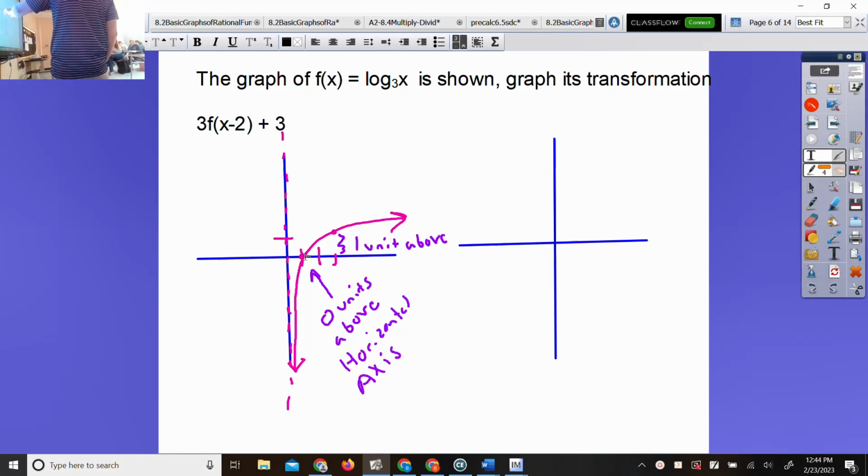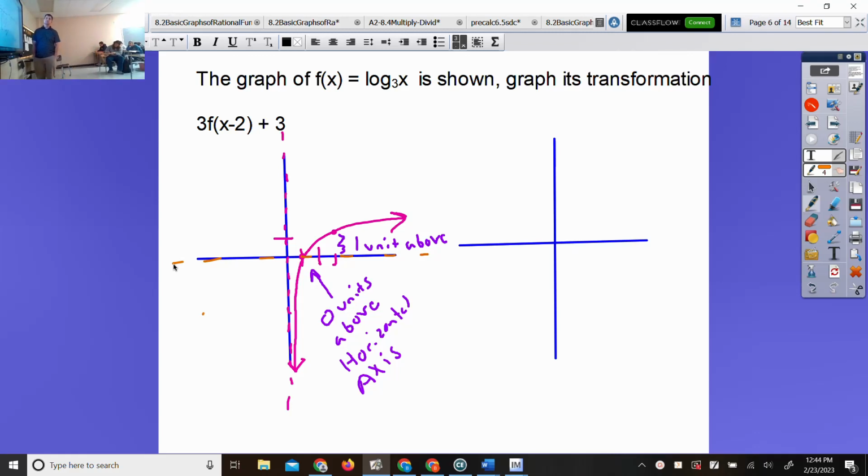Every logarithm, unless it's been transformed, will always have a point right there on the horizontal axis. It'll be 1 unit away to the right of the origin. It'll lie on the horizontal axis. Every single logarithm will have that.